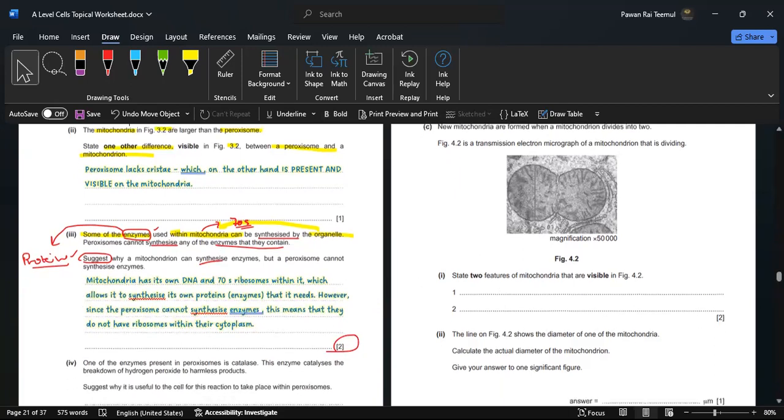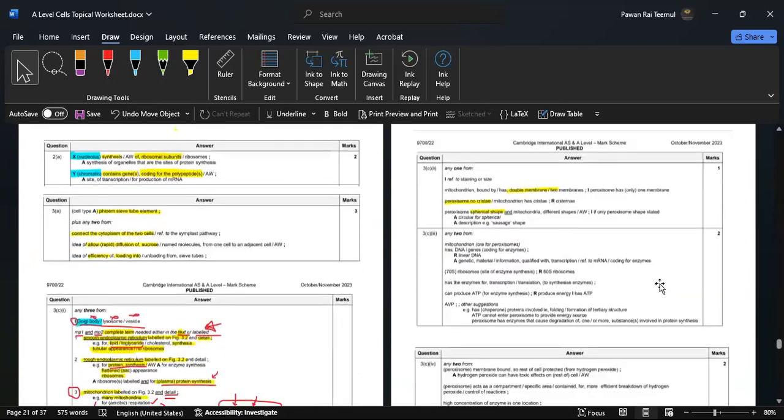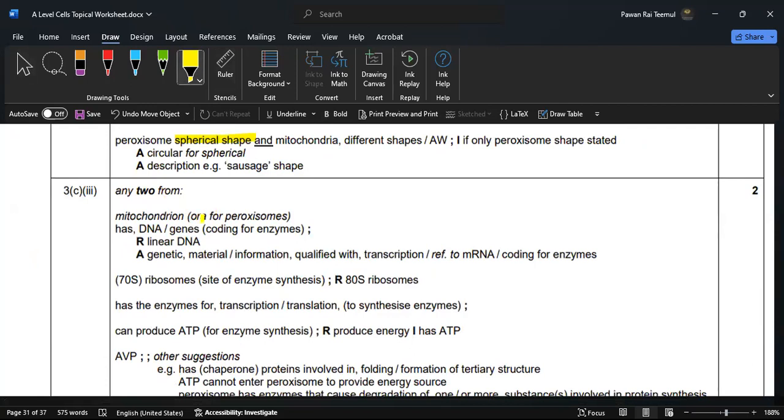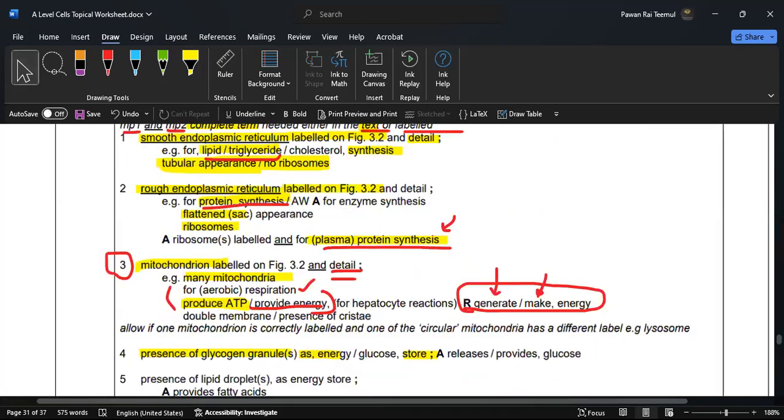Okay, that's it. Now let us see what the answer key says about this. It says mitochondria, or the reverse argument for peroxisome, has DNA to code for enzymes, and 70S ribosomes. Obviously you need to reject the word ATS. Any two from these, so that's 1 mark here, and that's your second mark here. That's it, you don't really need much more. So I get the marks here.